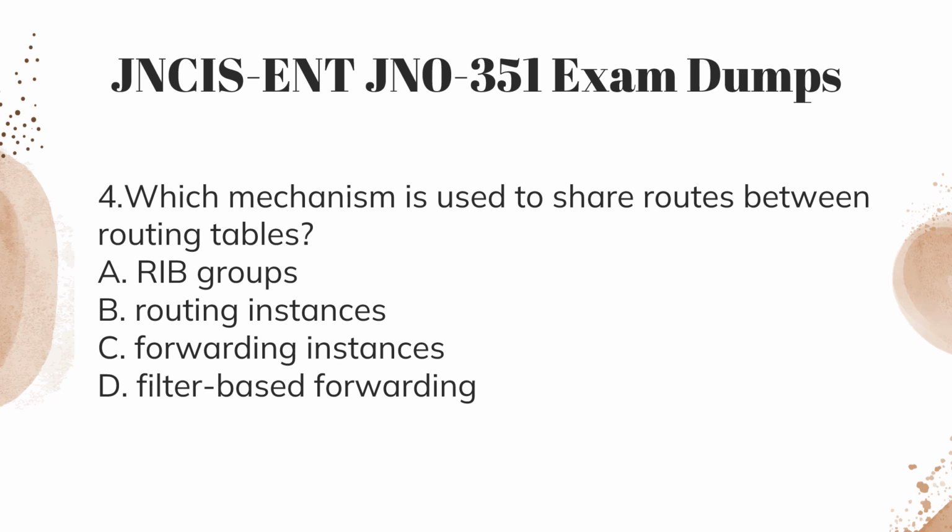4. Which mechanism is used to share routes between routing tables? A. RIB groups. B. Routing instances. C. Forwarding instances. D. Filter-based forwarding.